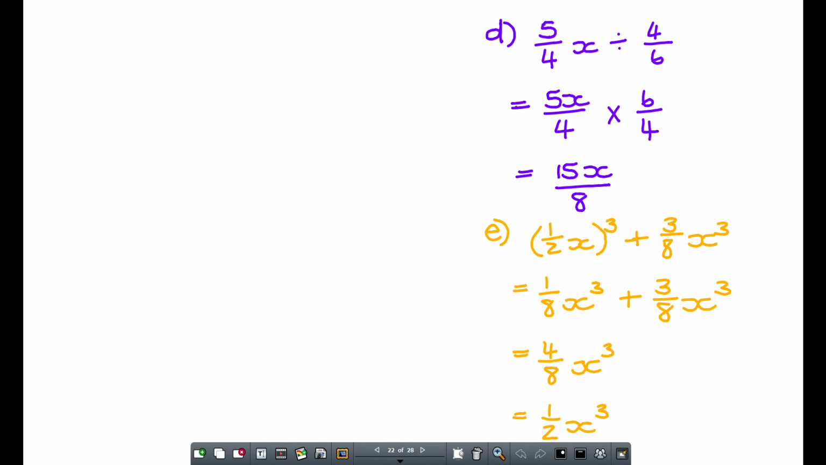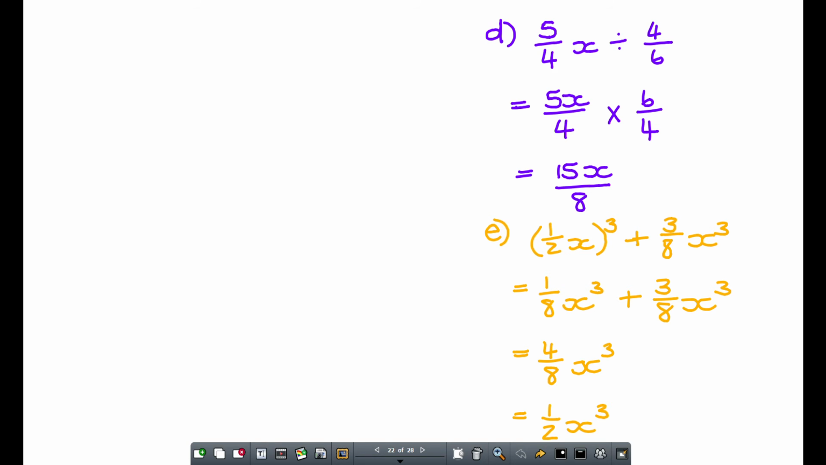Right, there's D and E. Have a look. At D, first thing we had to do is change the division to a multiplication sign, which means that these two swap around. So I now have 6 over 4. Then I could cancel out. 2 will go in there 2 times, and 2 will go in there 3 times. And 5x times 3 gave me the 15x, and 2 times 4 gave me the 8.